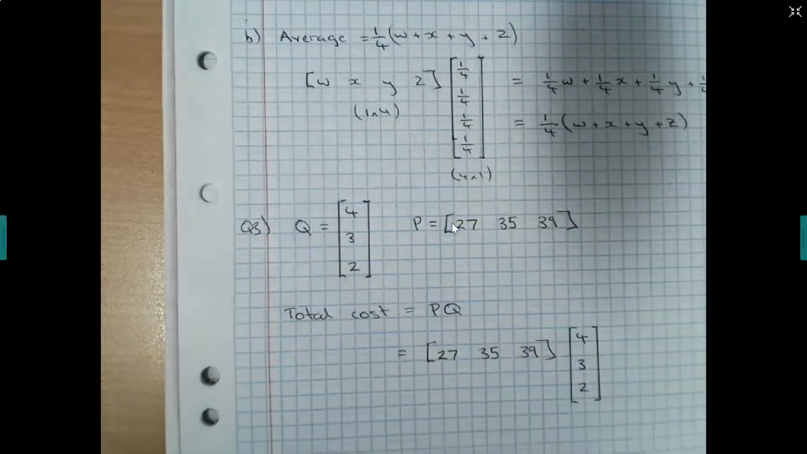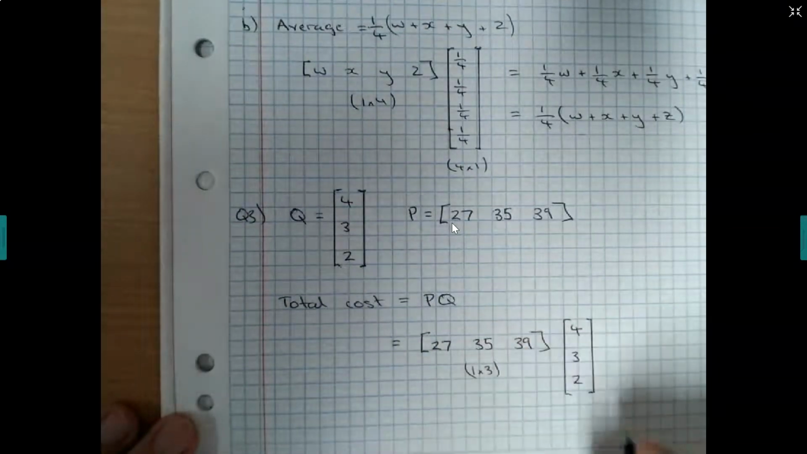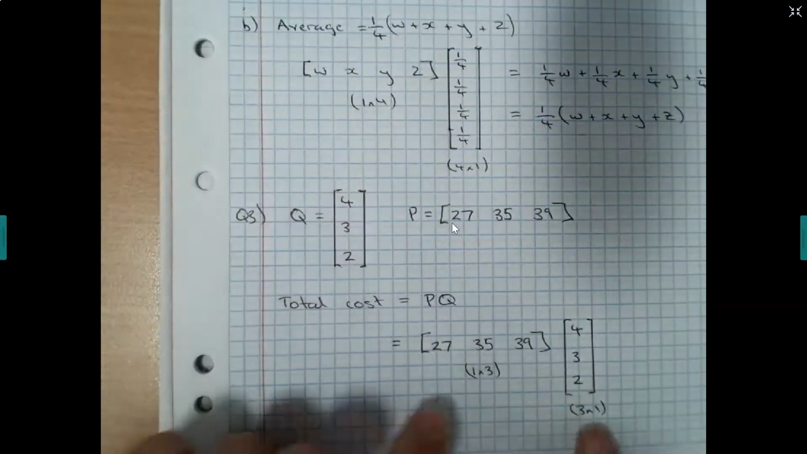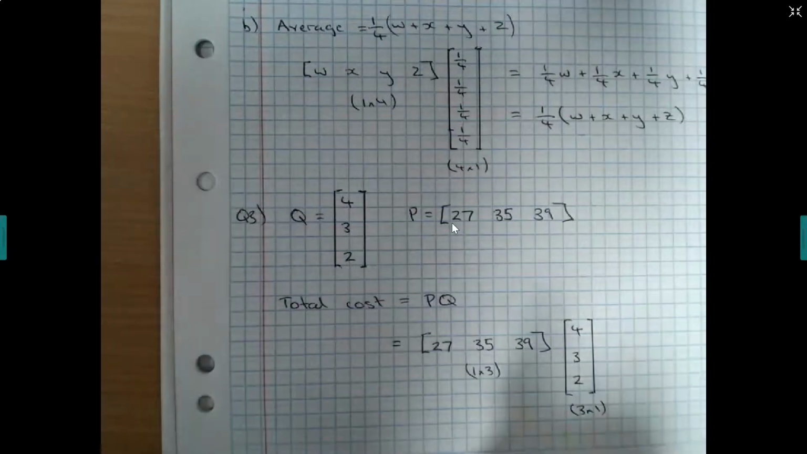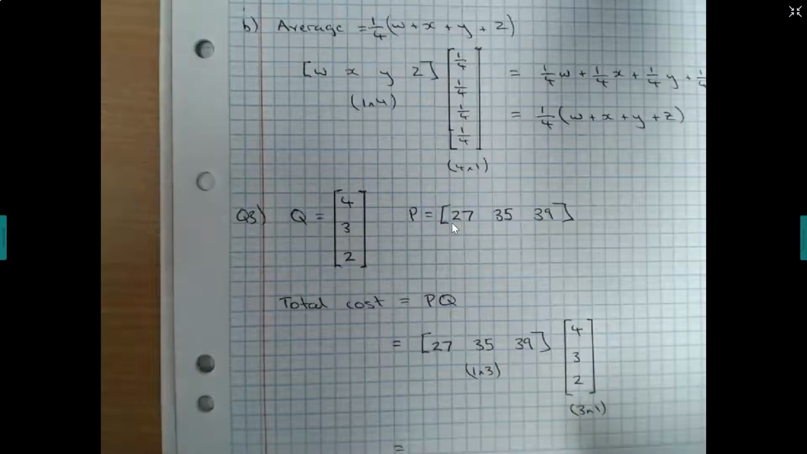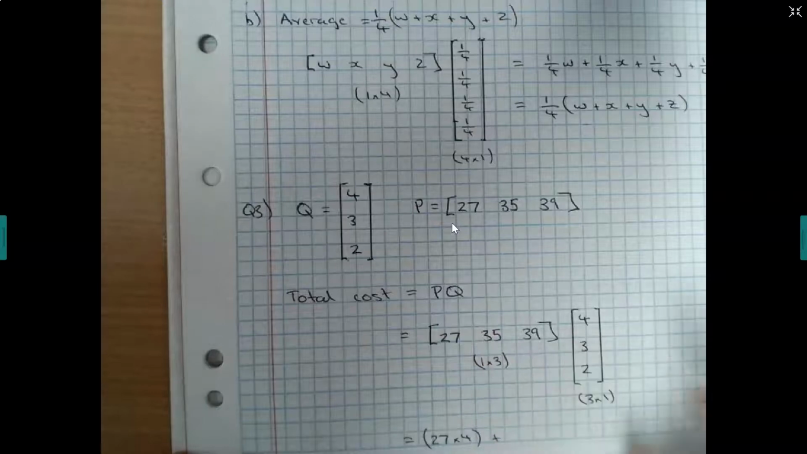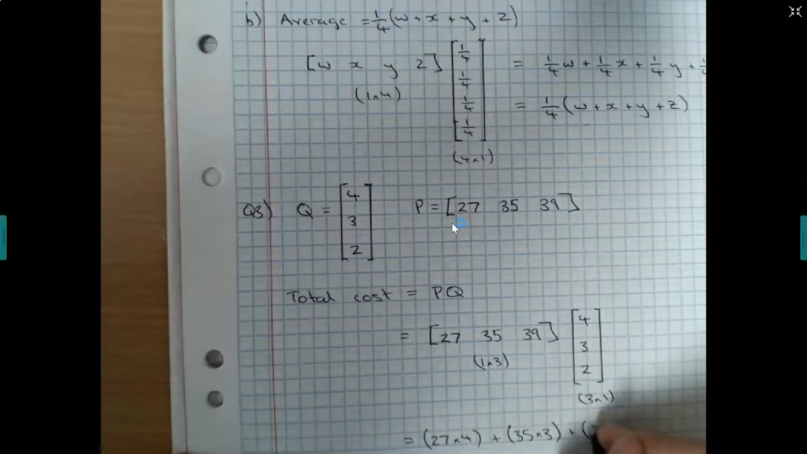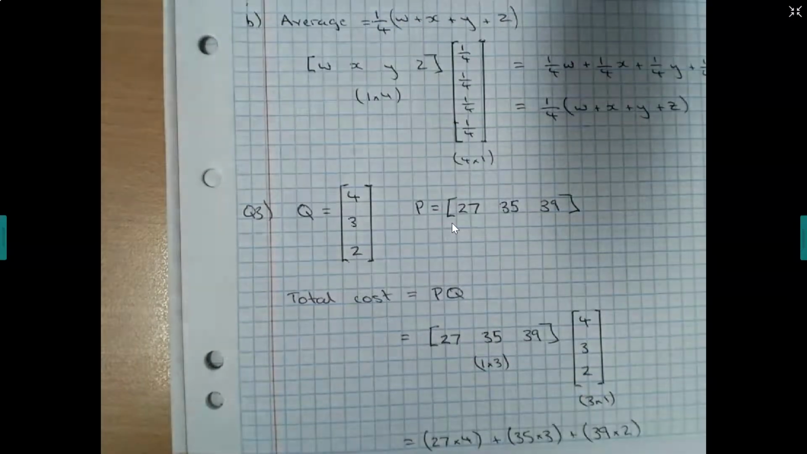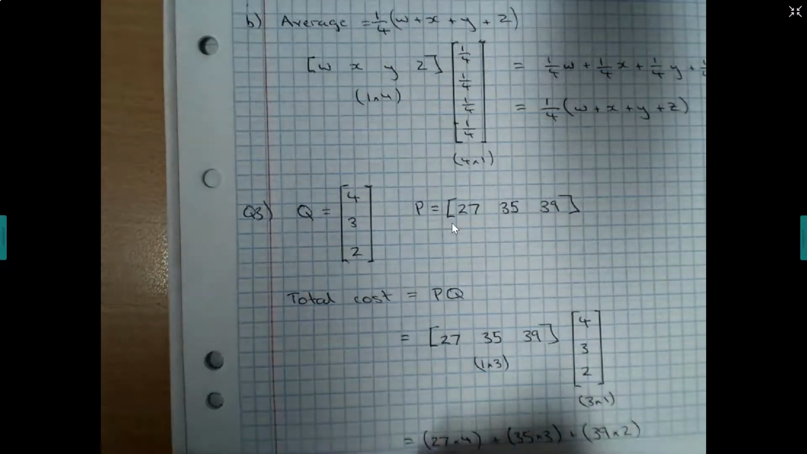So we can check the order to make sure that I can actually do this multiplication. This is a 1 by 3, and this is a 3 by 1. Therefore, those two values there are equal, so I'm all good to do the multiplication. So it'll be 27 times 4 plus 35 times 3 plus 39 times 2. And then it's just a matter of simplifying this, and you should find that it comes out to 291.